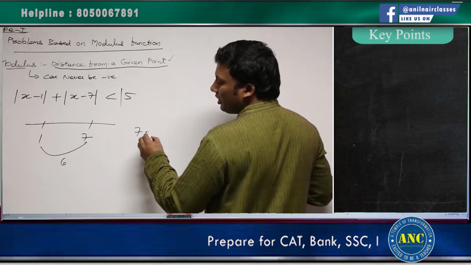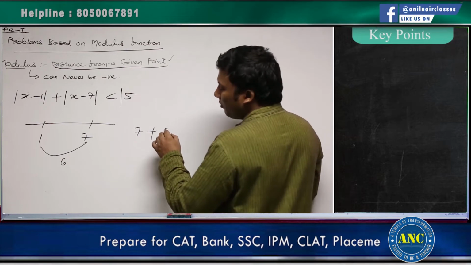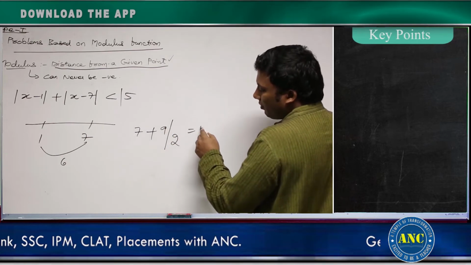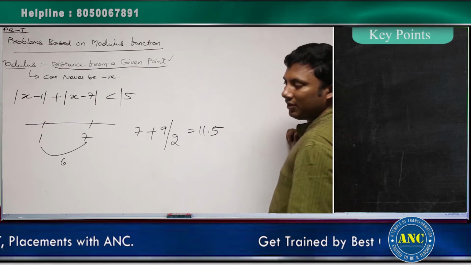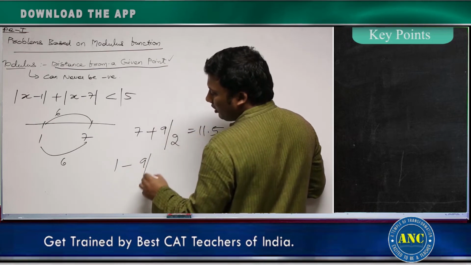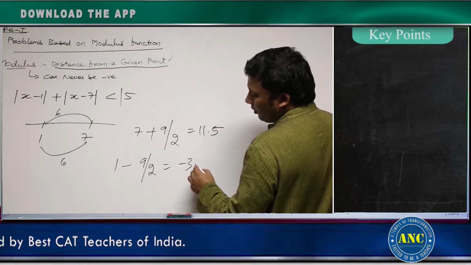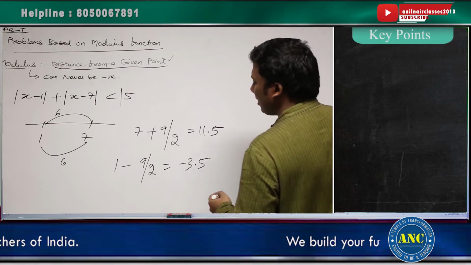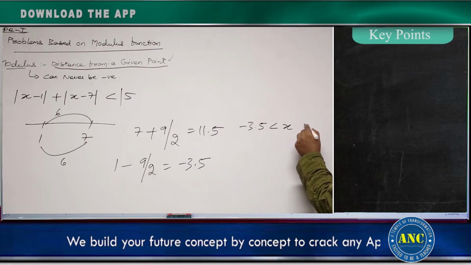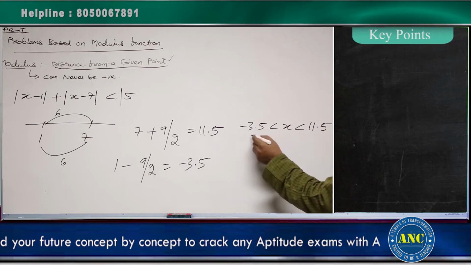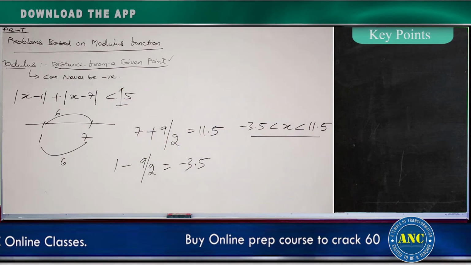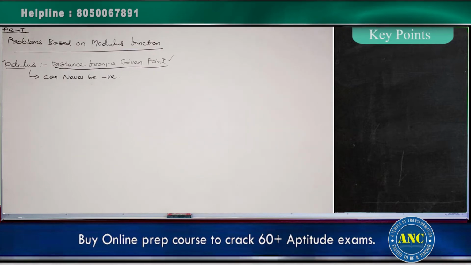That means from point 7, 6 already traveled. How many more to travel? 9 more to travel. Between 2 people, 7 plus 4.5. How much is it? 11.5. From 7 to 1, it is 6. 1 minus 9 by 2, 1 minus 4.5 is minus 3.5. Since it is less than, it lies between minus 3.5 less than x less than 11.5. Idea clear?